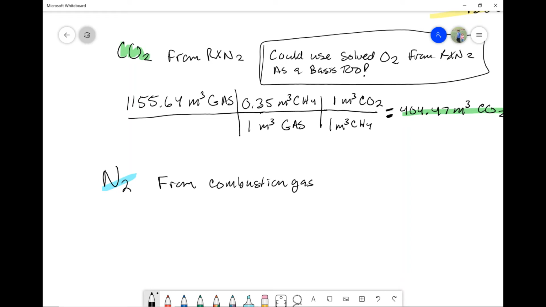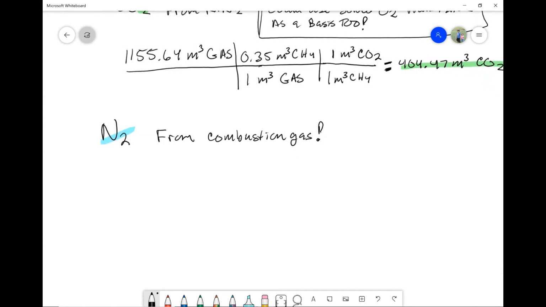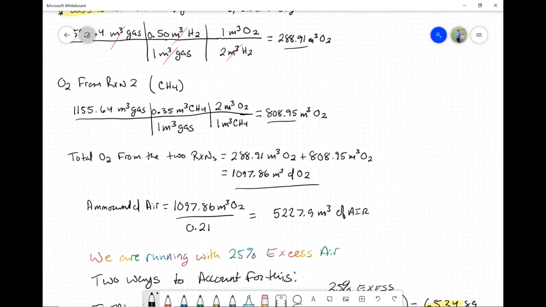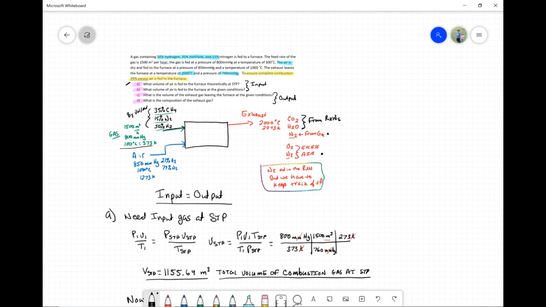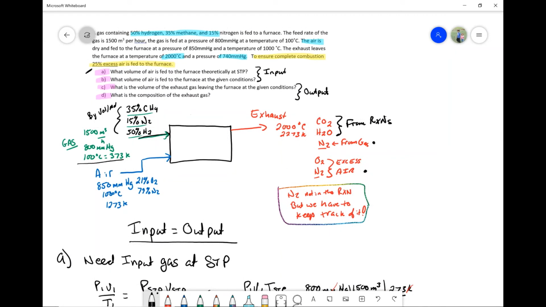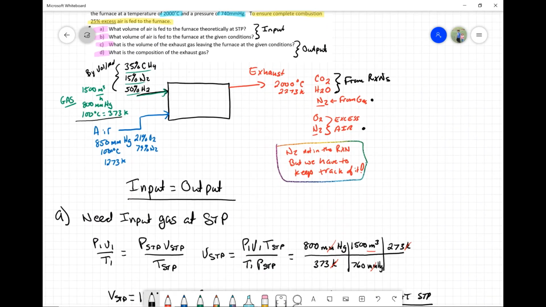And again, it's that same basis. It's 1155.64. And so in 1155 in 1 cubic meter, for that we go and look at what our composition was. If we go back and look at the problem, and we don't have to read the problem again because we read it in our process flow chart, it was 15% N2.